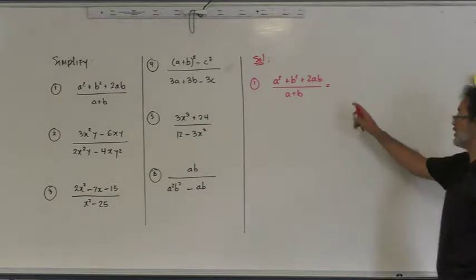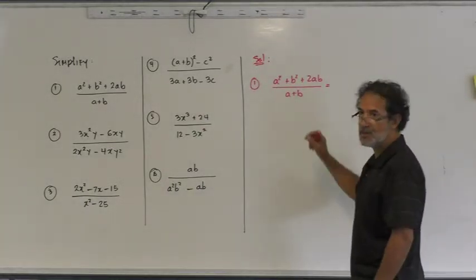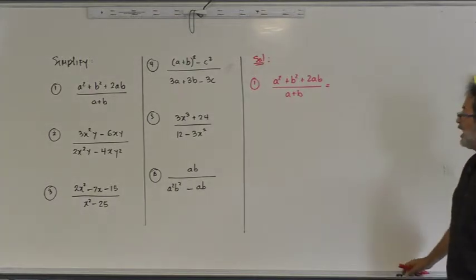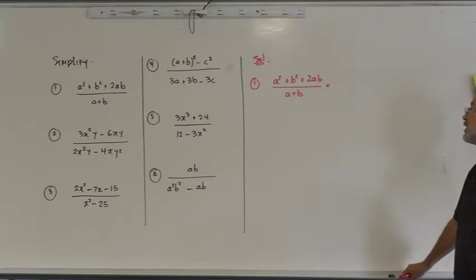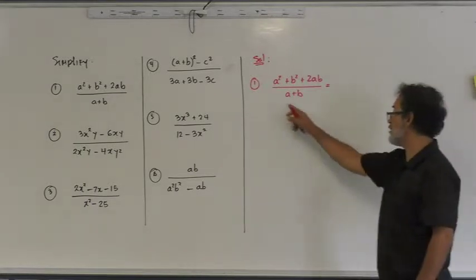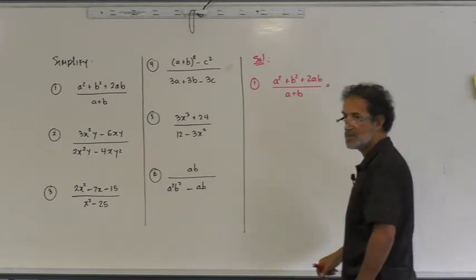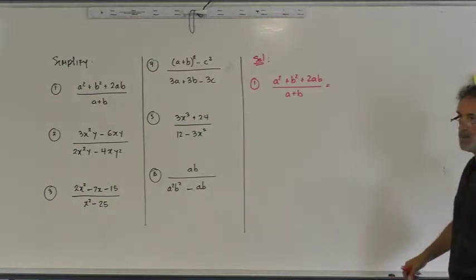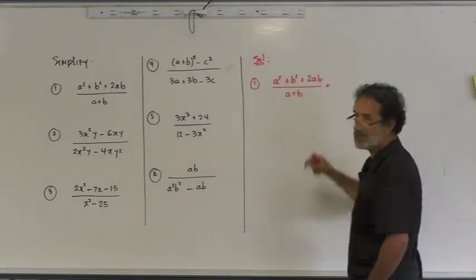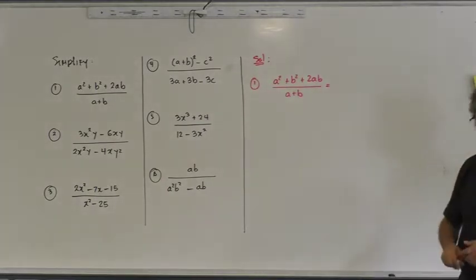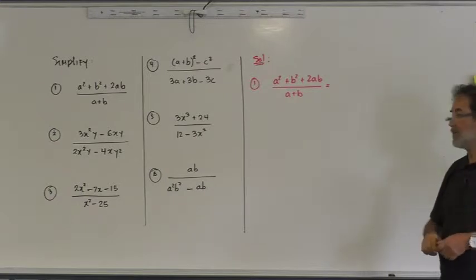Okay, so we're going to do this question first. We need to see if we can simplify the top line, and we don't need to simplify the bottom because it's already in simplest form. If you look carefully, you can see that these look something like what we know already. What is that equal to?